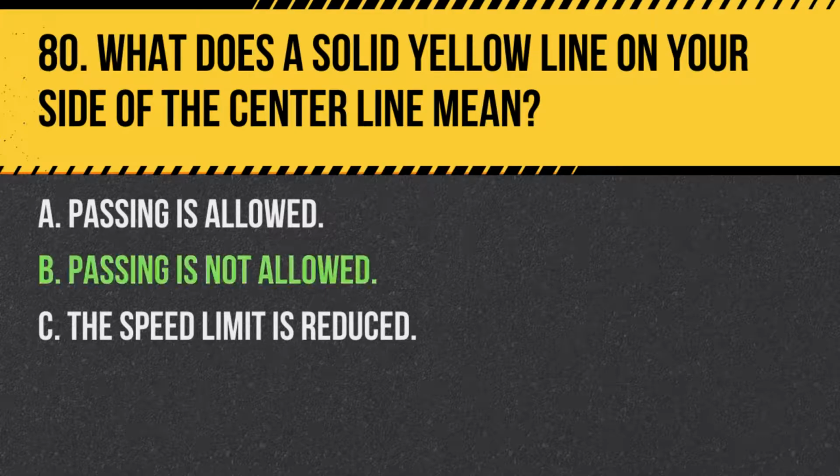Answer: B. Passing is not allowed. A solid yellow line indicates that passing is prohibited on your side.